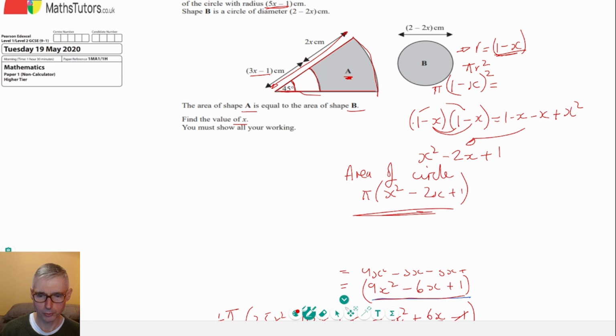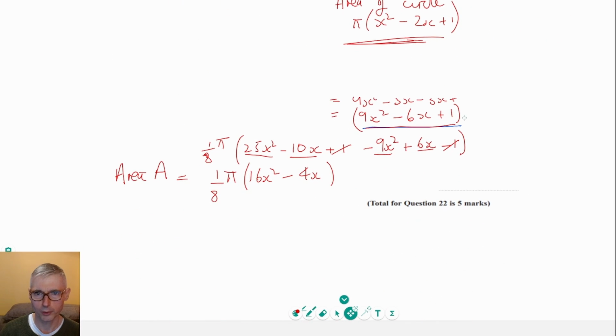Okay, so now we've got the two areas. And in fact, what I'm going to do is, let's just equate that down here. So we're going to equate the area A of the sector to this. So we're going to say that's equal to pi times x squared minus 2x plus 1. And because I've got pi on both sides, this is one of the reasons why we've kept it as pi all the way through rather than working it out as 3.14, is it can cancel now because I can just divide both sides by pi. So that makes it a lot simpler.